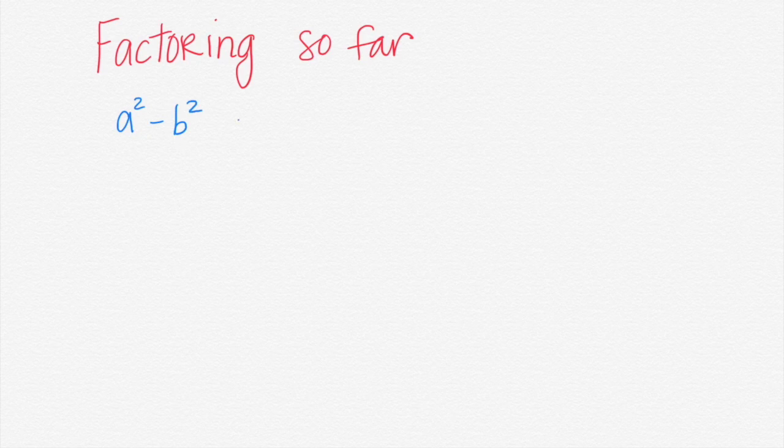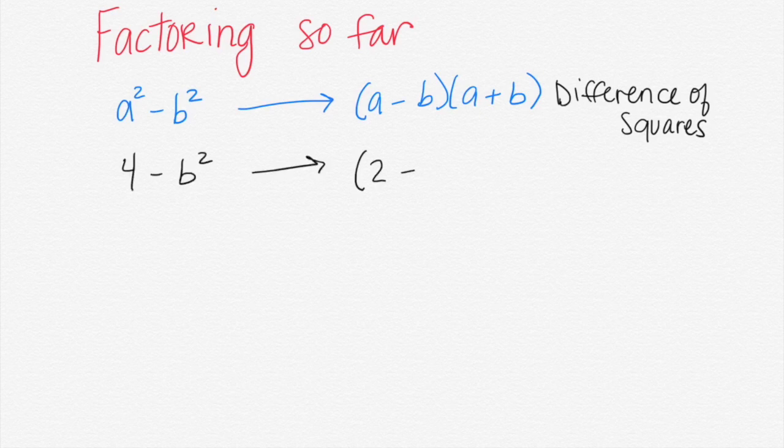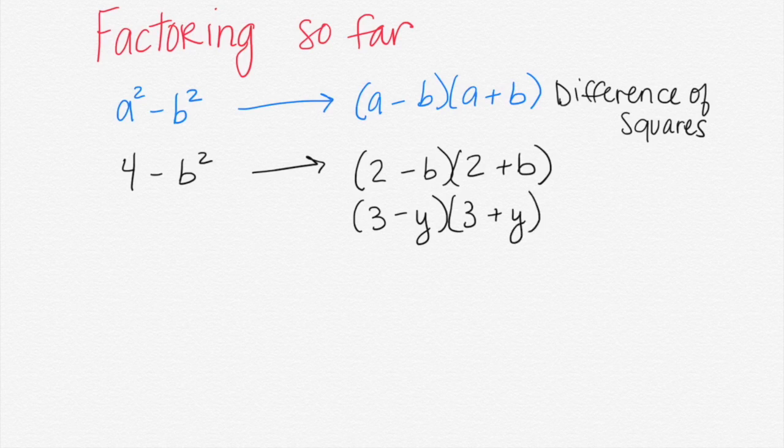Well, we started with something that we call the difference of squares, and that is when I have a square and another square, I know that if I factor them out, I'm going to have one that's positive and one that's negative with the root of each square. And so if you have something like 4 minus b squared, then my factors are going to be 2 minus b and 2 plus b.